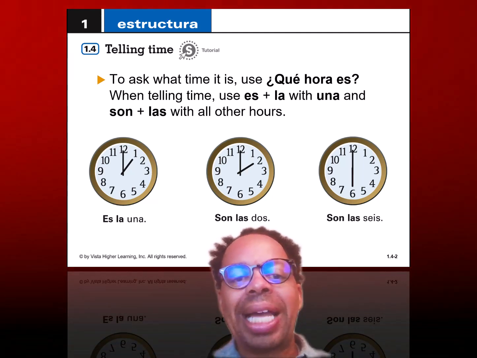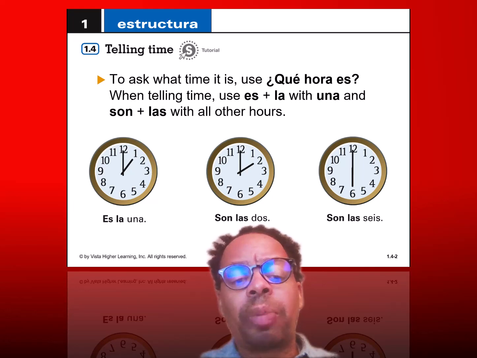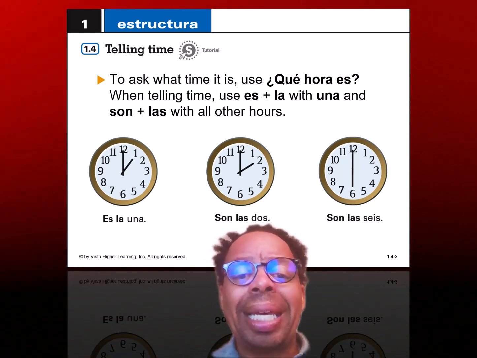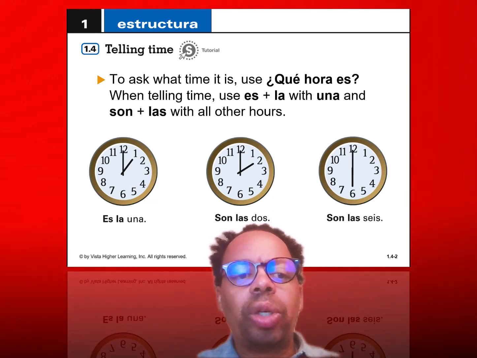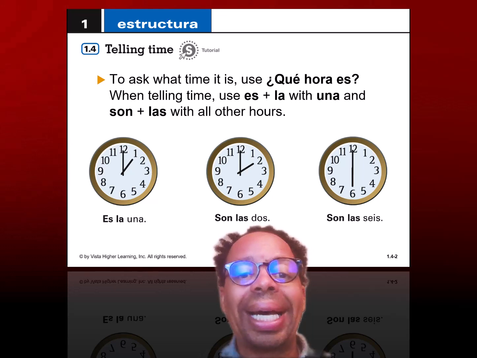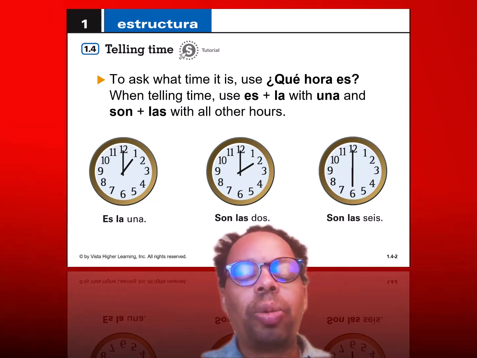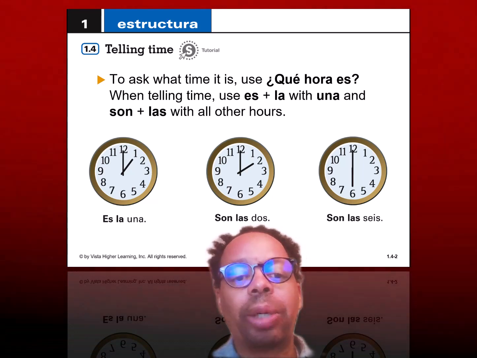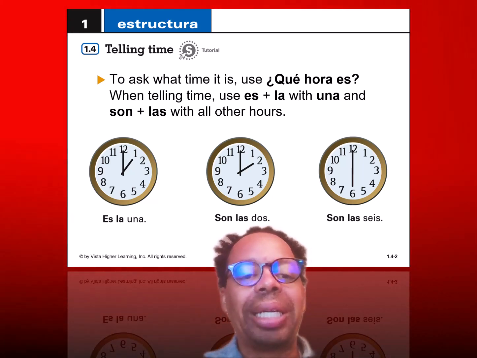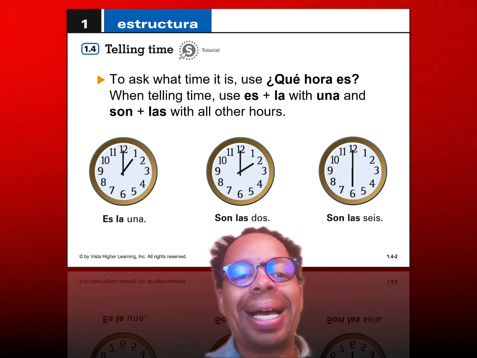So, why are we using la and las, no? Bueno, hora, if you look back up to the question, ¿Qué hora es? Hora es femenina, no? So we're going to use a feminine singular article with hora, la hora, no? Will be the actual word for that, no? La hora. So when we're asking what time it is, or when we're telling the time, we're going to use the feminine singular or feminine plural articles, la and las, no?